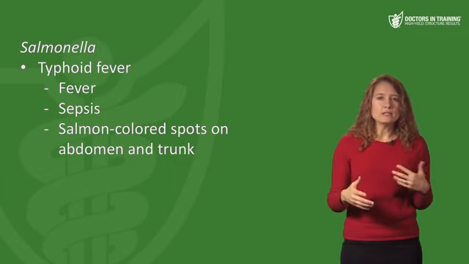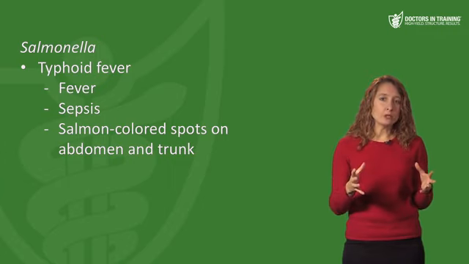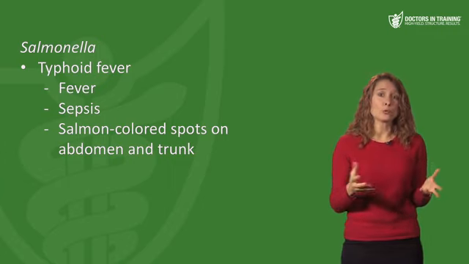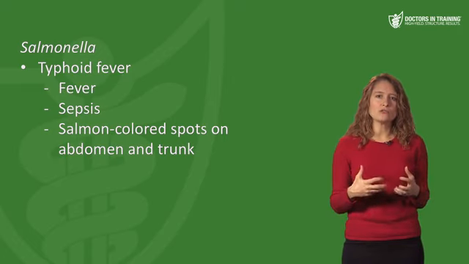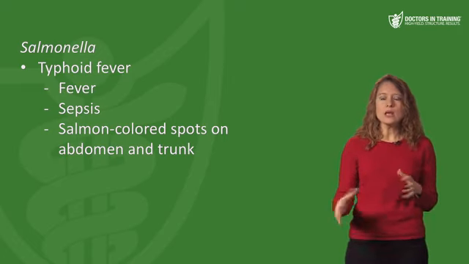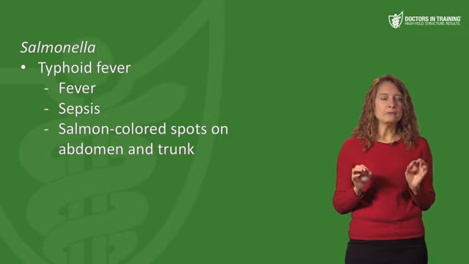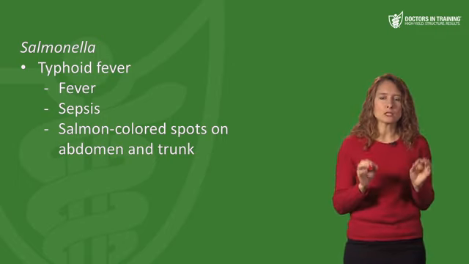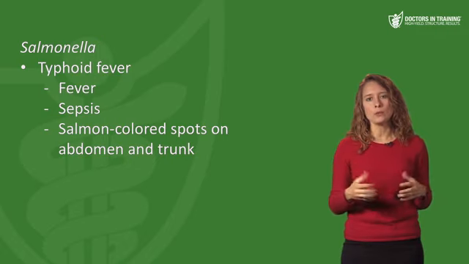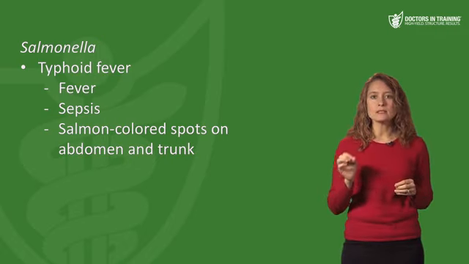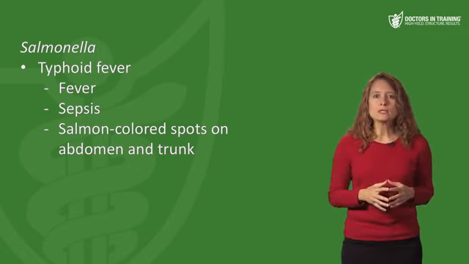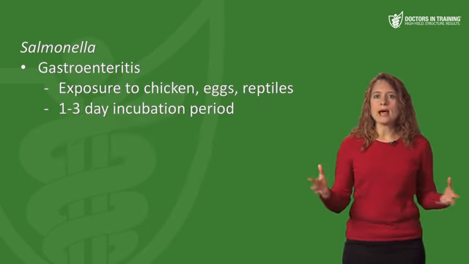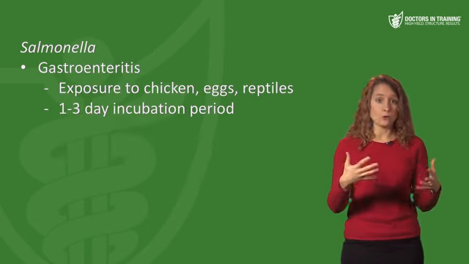We usually see this in developing countries where it's spread by fecal contamination in food or water, and this disease causes fever that can lead to sepsis. The clinical feature that they might mention in a test question is salmon-colored spots on the abdomen and trunk. So remember, salmon-colored spots equal salmonella. The other clinical syndrome from salmonella infection is gastroenteritis, which is where that whole diarrhea angle comes in.